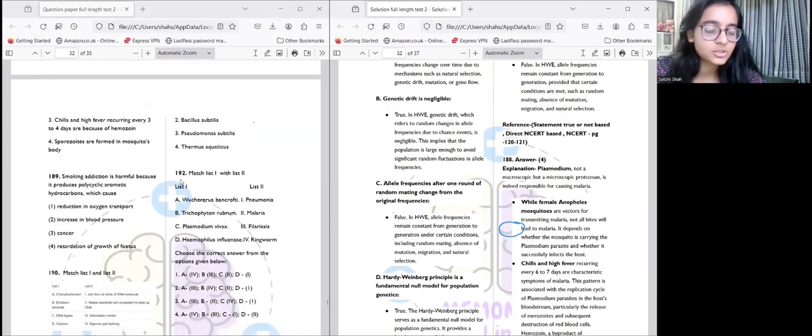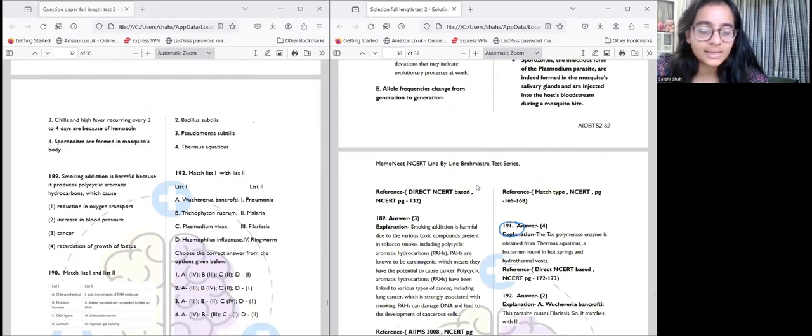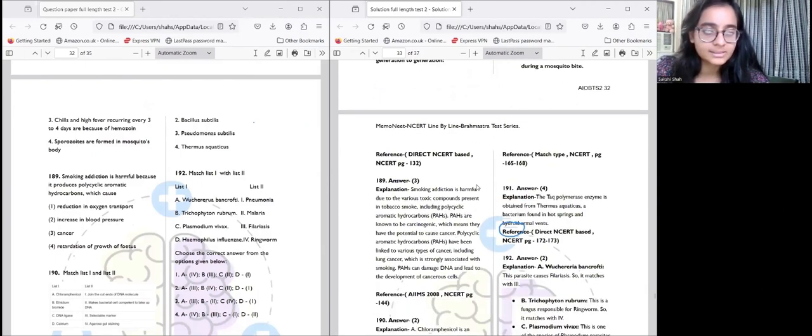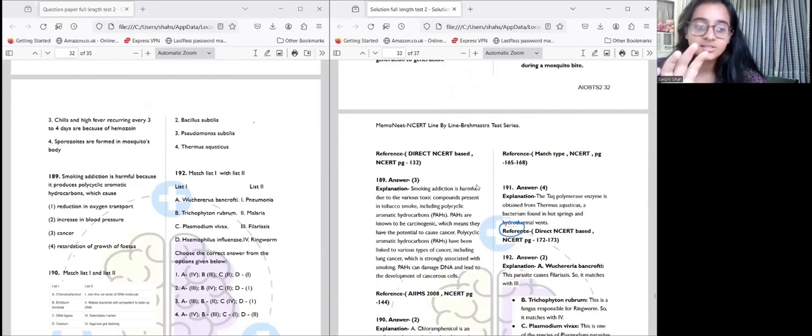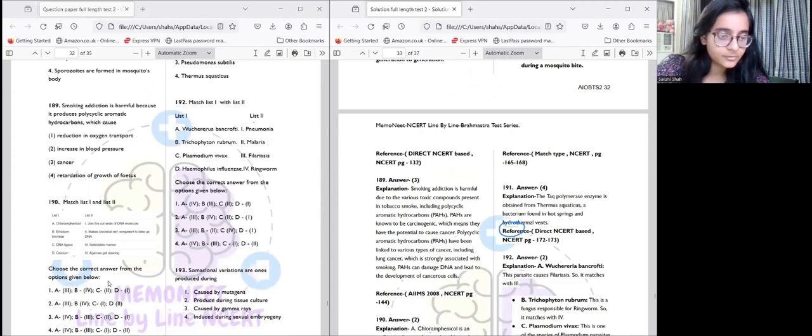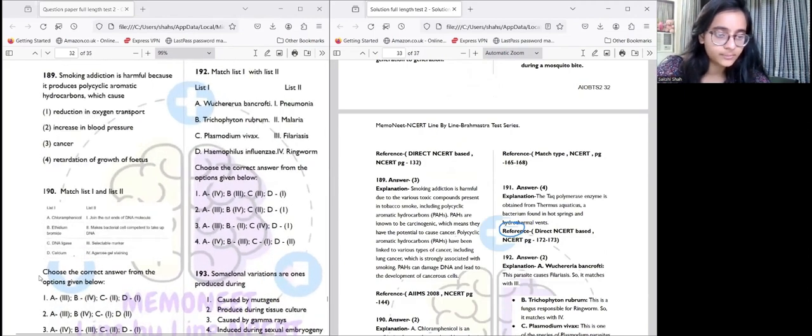Next statement: smoking addiction is harmful because it produces polycyclic aromatic hydrocarbons, which cause what? Okay. Obviously, they cause cancer. So smoking is addictive. Smoking is harmful. Smoking is carcinogenic. Next statement for 190. Let me just zoom it.